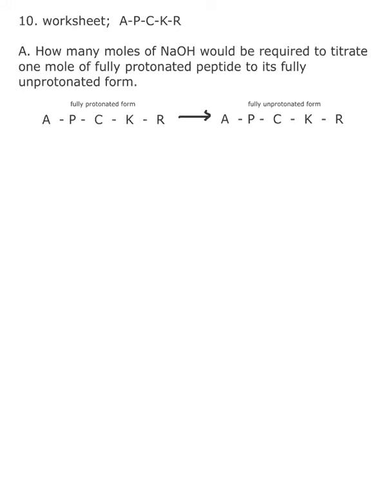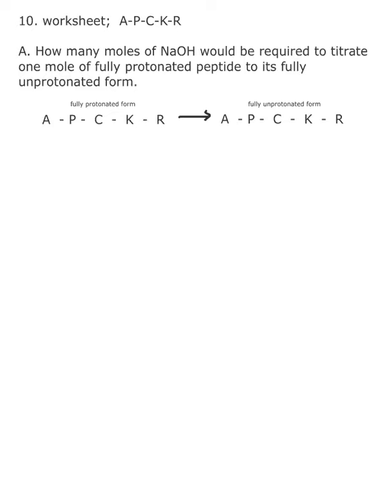Number 10 from the worksheet, you have one oligopeptide: alanine, proline, cysteine, lysine, and arginine. Part A asks how many moles of sodium hydroxide would be required to titrate 1 mole of the fully protonated form to its fully unprotonated form. Sodium hydroxide gives you hydroxide ion, so hydroxide ion will take out the protons from the fully protonated form in order to become the fully unprotonated form.